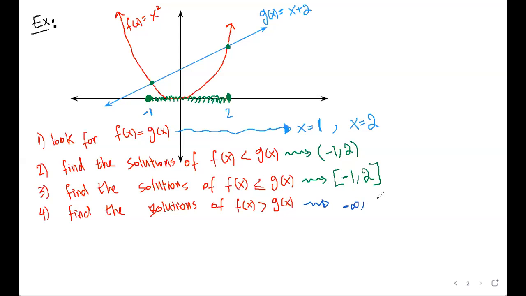until this point, -1, and open parentheses at -1. Why? Because we don't have equal. There is no equal. Union means and. If this is your first time seeing this symbol, this means union. Union means and. And from 2 to infinity. But again, the 2 is not inside the interval. Why? Because we don't have equal. So this is the solution: from negative infinity to -1 and from 2 to infinity.